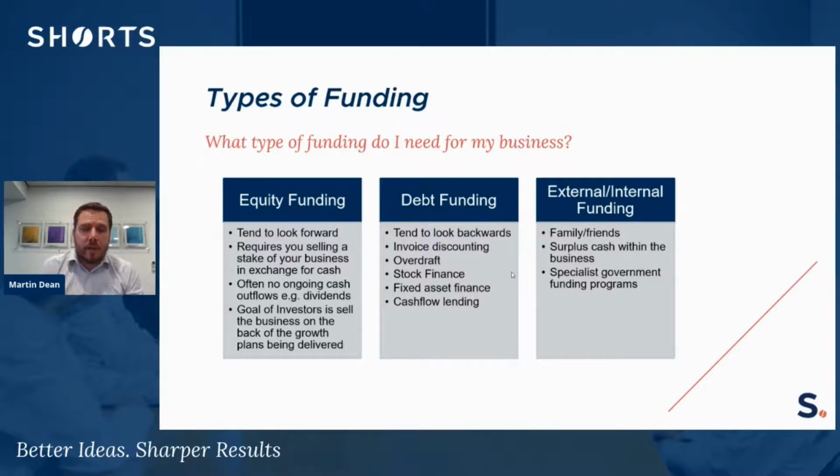The other type of funding may not class as a type of funding, but it is. It's family and friends. So for a lot of startup businesses in particular, it tends to be the case that you're convincing your family and friends that you've got a fantastic idea. So getting them involved could be a type of funding, going out and asking them.